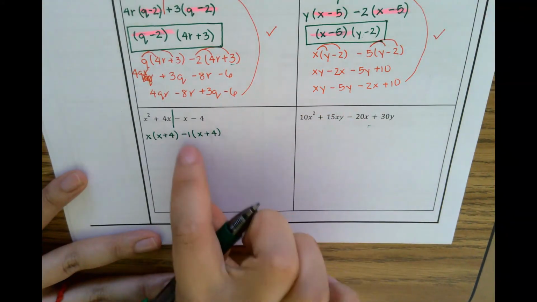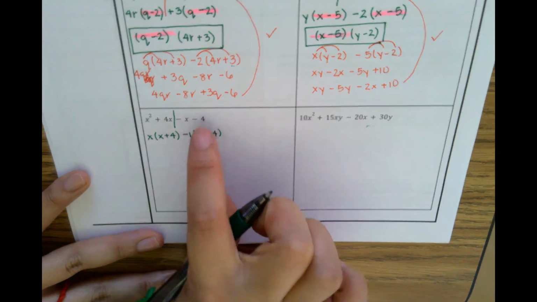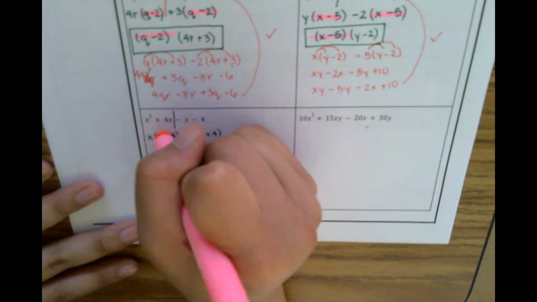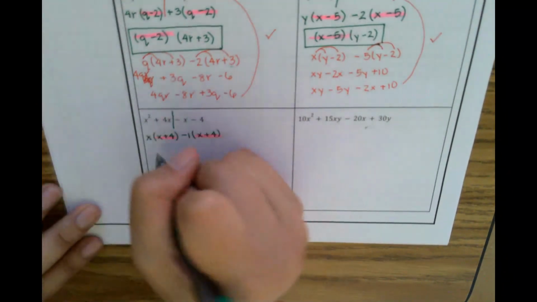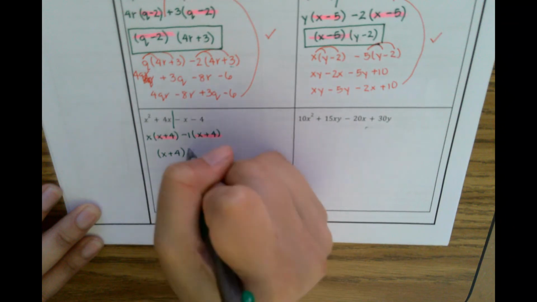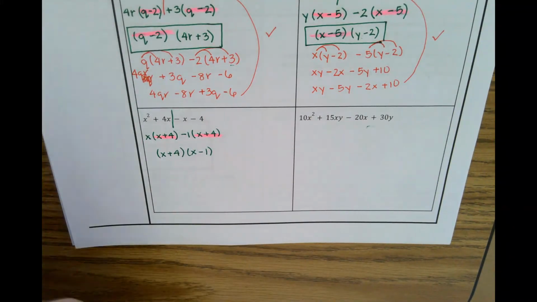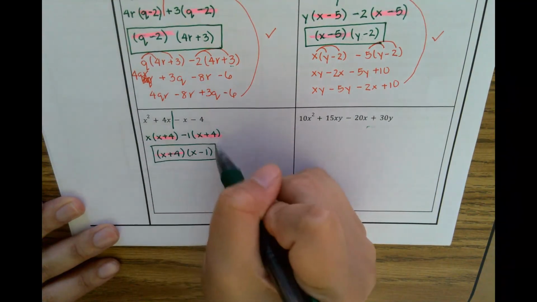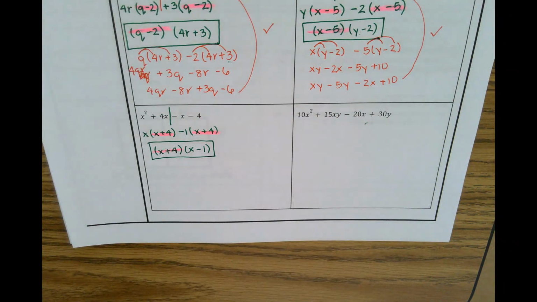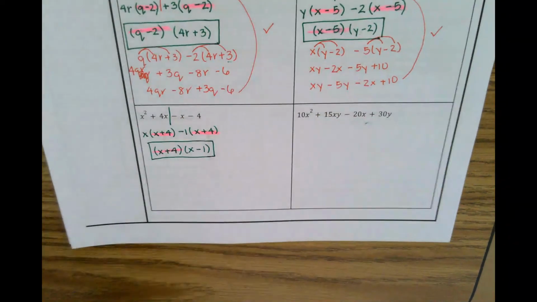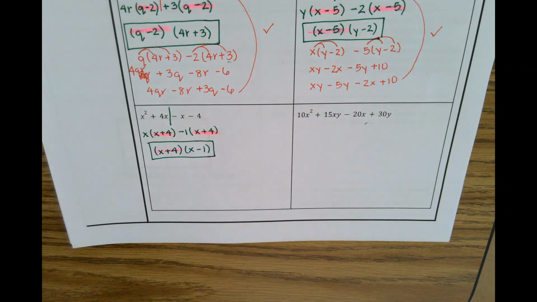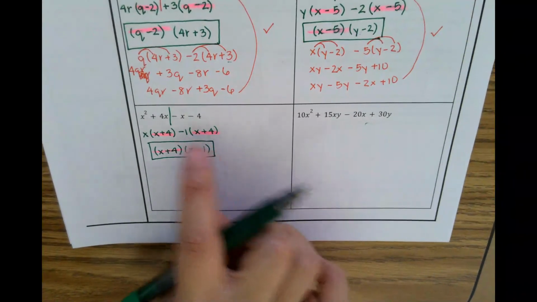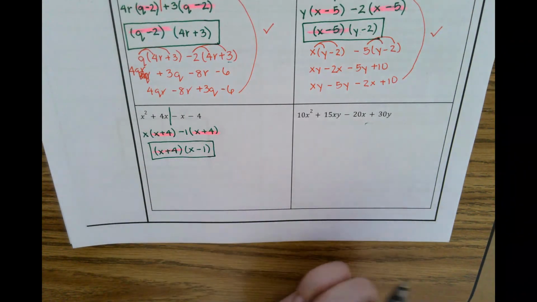Negative x divided by negative 1 is positive x. Negative 4 divided by negative 1 is positive 4. They both have an x plus 4 in common. So it's x plus 4 times x minus 1. And then as always, you can distribute it and multiply it through to see if it matches. And if it matches, you did it correctly. Sometimes if you can't pull out anything from the second one, then you just pull out a positive 1, and it doesn't change anything for the second.